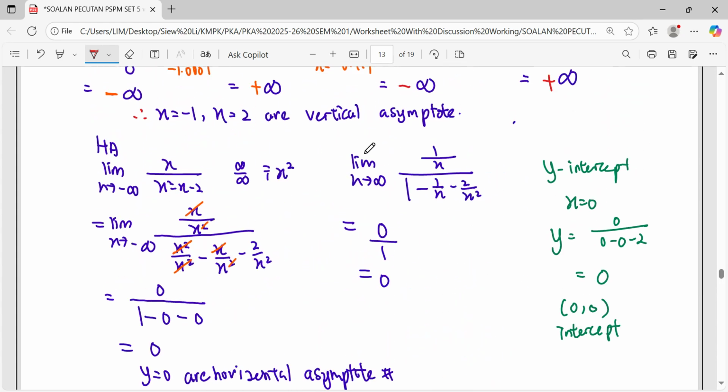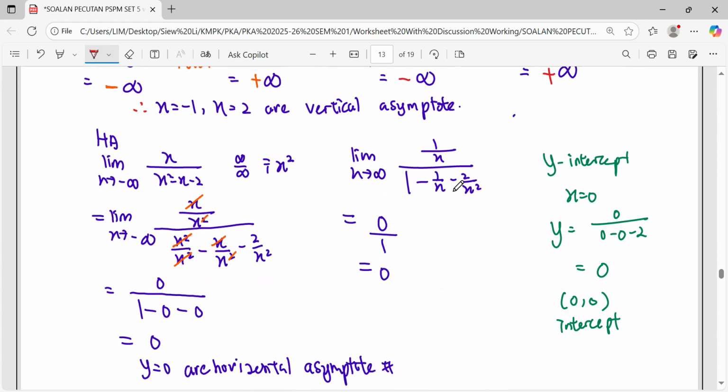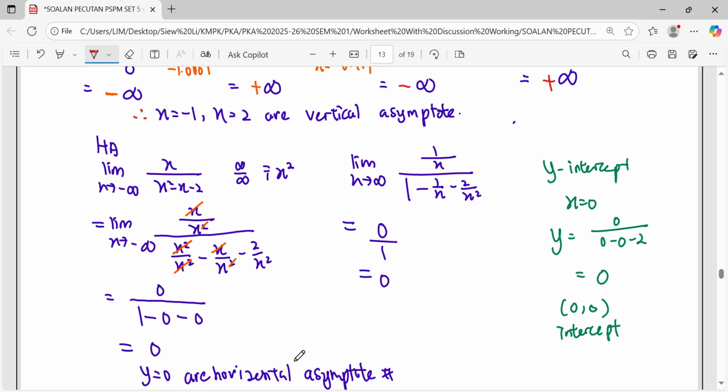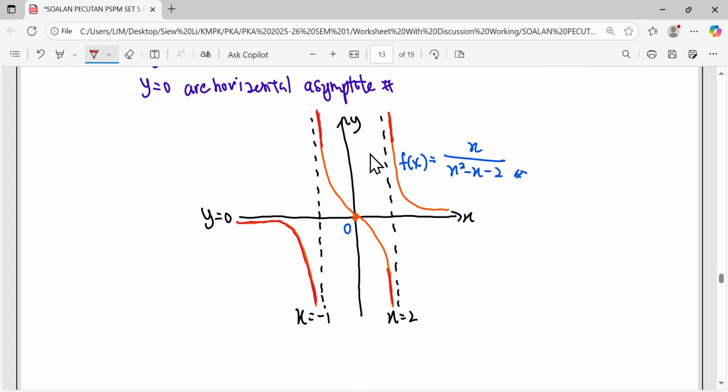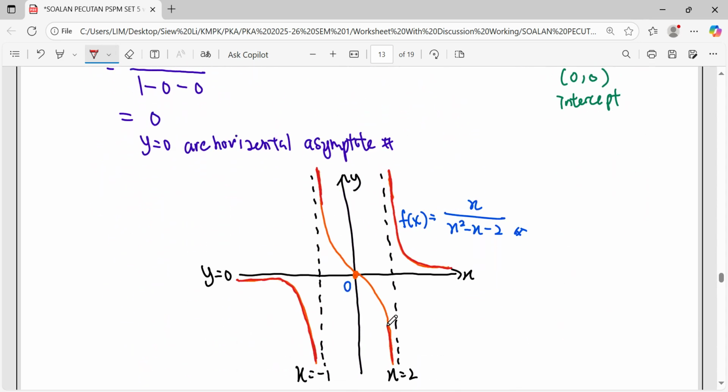Another reading here: when x approaches positive infinity, I consider the right hand side of the graph. The function is getting near to our horizontal asymptote, which is 0. So when I draw the graph to the right hand side, I need to approach my horizontal asymptote, which is 0. So I am done here and I am done here. So what happened in the middle here? How do I know it's like this? I can see one part here and one part here. So how do I join these?